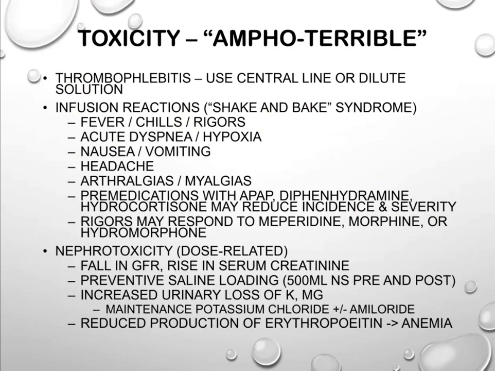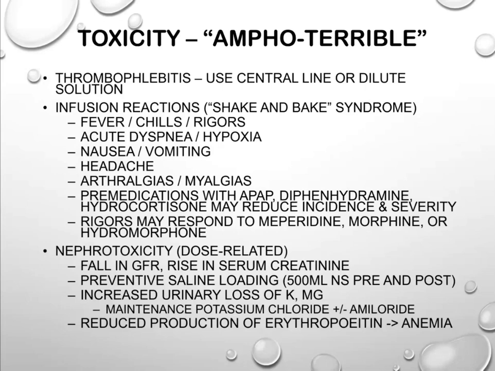So we knew amphotericin as amphoterrible, predominantly due to infusion-related reactions and nephrotoxicity, right? So the infusion-related reactions like the shake and bake syndrome, mostly fevers, chills, rigors, although more severe cases, dyspnea, hypoxia, nausea, vomiting, headache, arthralgias, myalgias. We've pre-medicated with acetaminophen, diphenhydramine, hydrocortisone. We have rescued patients who develop rigors from amphotericin with meperidine, which is not a fun drug, morphine or hydromorphone.